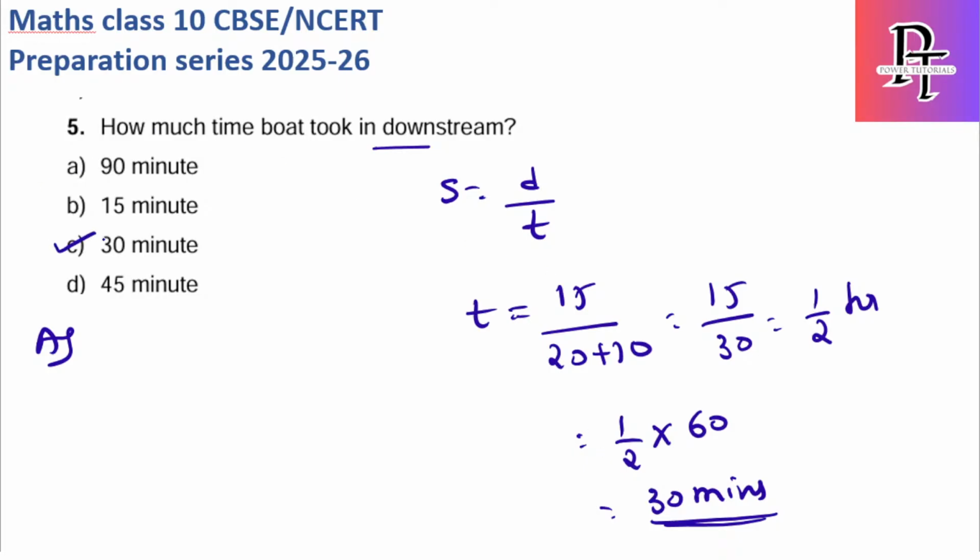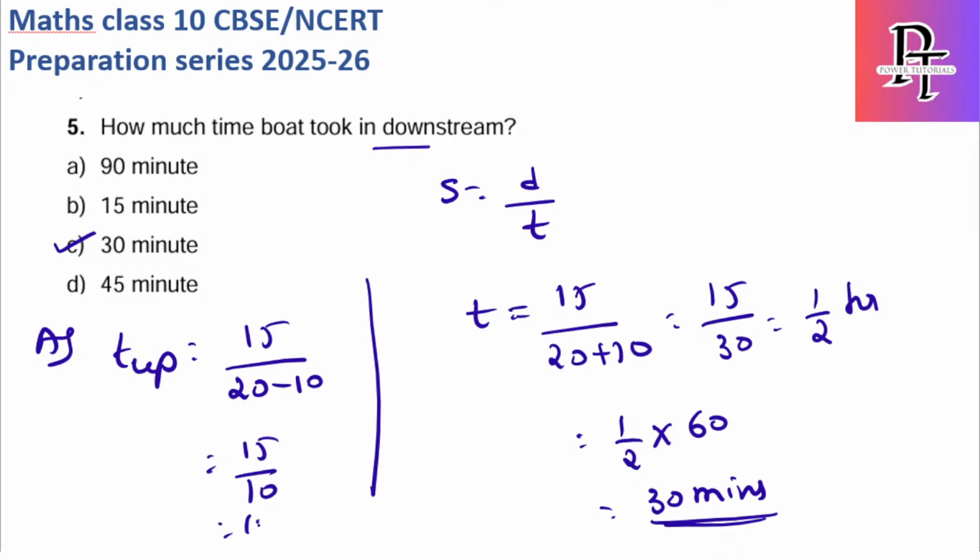The same question, if they ask for upstream, then again same type of question. For time of upstream, it should be 15 by 20 minus 10. So it should be 15 by 10. So it is 1.5 hour or 90 minutes. You can see the difference. To travel downstream, it is taking only 30 minutes, whereas in upstream, it is taking 90 minutes. So very high compared to the downstream, because it has to oppose the flow of water to travel. Whereas here the flow of water is helping to move faster.